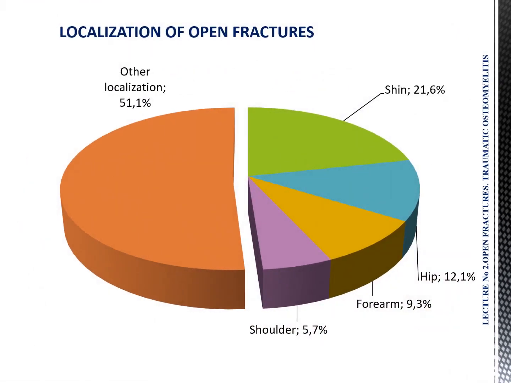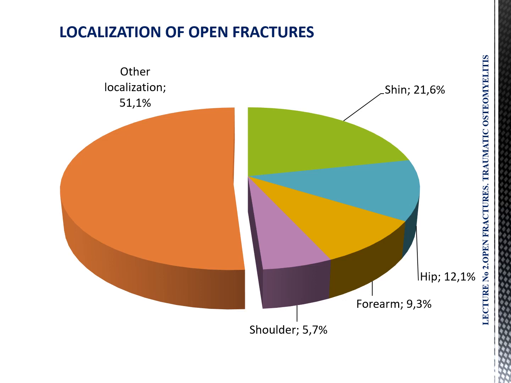Let's talk a little bit about epidemiology, that is, about the statistical figures. Open fractures account for an average of about 3% of all limb fractures. This is usually the result of direct exposure to a large force and occurs most often with high-energy injuries. In road accidents, the percentage of open fractures is very high. When falling from a great height, open fractures are also often found.